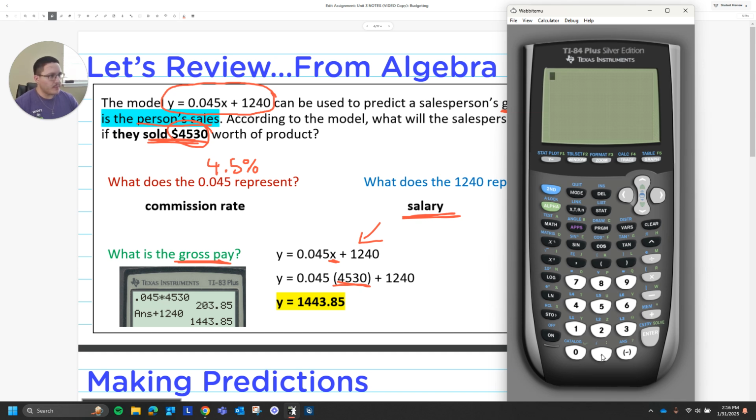So 0.045 times 4,530 plus 1,240. Oh, whoops. I said I was going to do it all at once, but I did it piece by piece. And we get $1,443.85. So that's what his gross pay will be with commission.